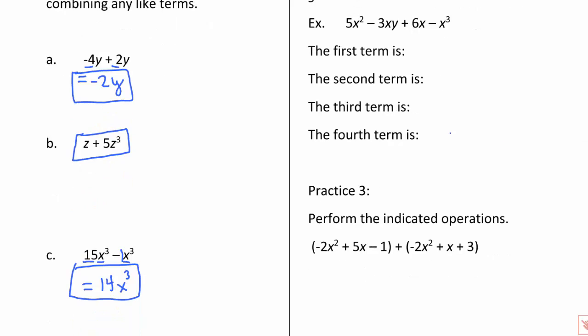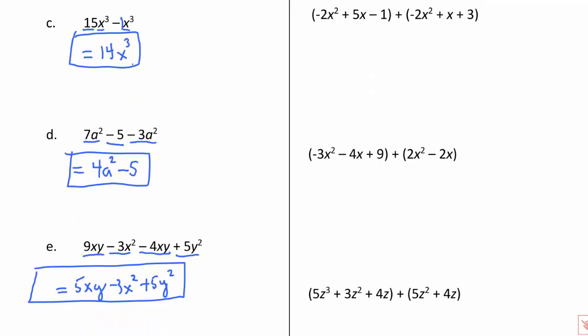Now, look at A real quick. What degree is this? This is degree 1. How about B? What degree is this? Degree 3, because that's the highest degree term. Look at C. What degree is this? It's degree 3. Look at D. What degree is this? It's degree 2. Notice that this would be a degree 0 term here.